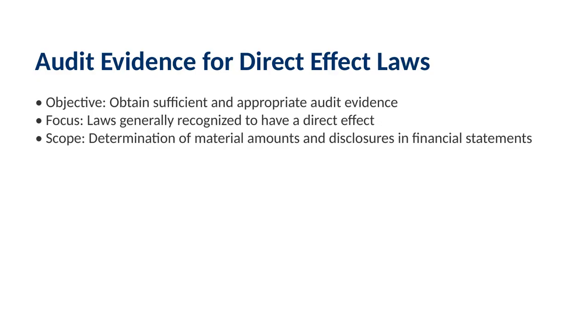Now move to the next critical point. You need to explain that the auditor must obtain sufficient and appropriate audit evidence regarding compliance with those laws and regulations that are generally recognized to have a direct effect on the determination of material amounts and disclosures in the financial statements. This is a key technical phrase, so make sure you use it.